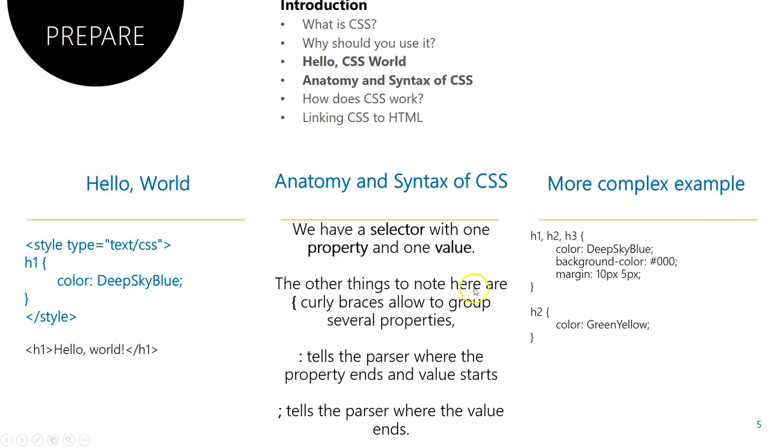If we look at a more complex example, we can see that you can make all H1, H2, H3 the same color, same background, and same margin. And then for H2 you can change the color. So this is for consistency. This is for reducing the redundant values from your files, because we need to have a consistent interface.